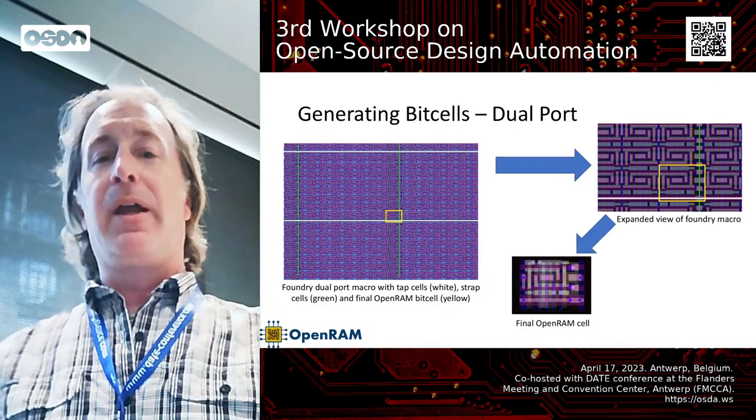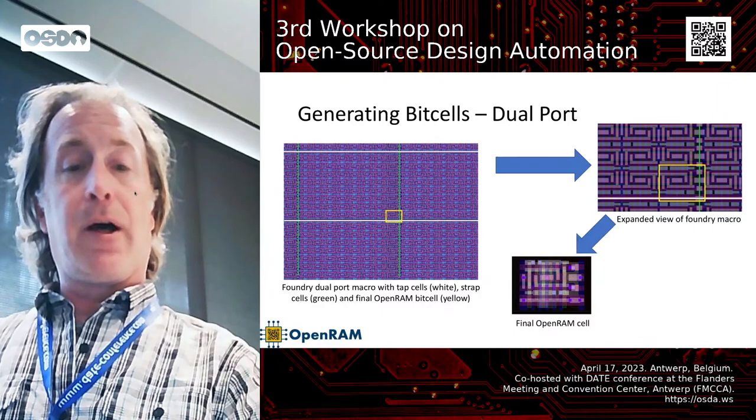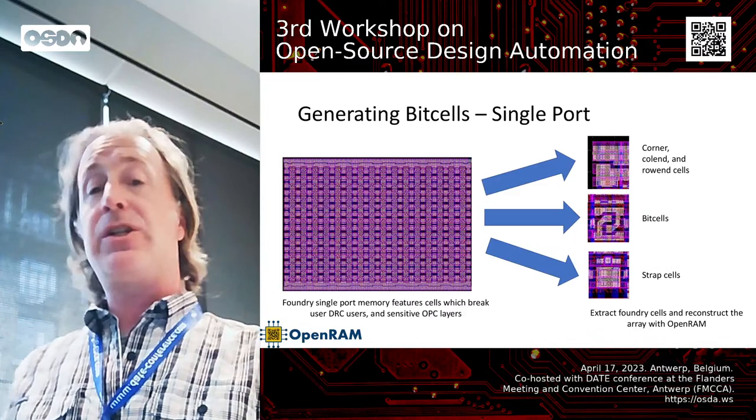And as you can see here, we have an example of the dual port bit cell, which we extracted from an array. And this included a strap cell as well as a well tap cell all in one. That was on the first tape out.